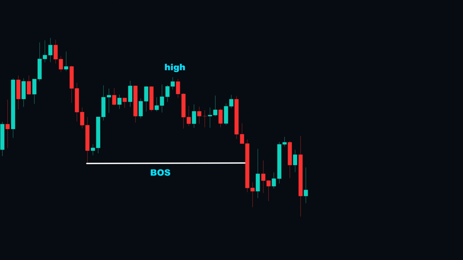Generally, the zone that caused the break of structure gets our attention first. That would be this zone here. I mark my supply zones using the last candle before the impulse, so if price returns to this level, it could be a potential selling area.